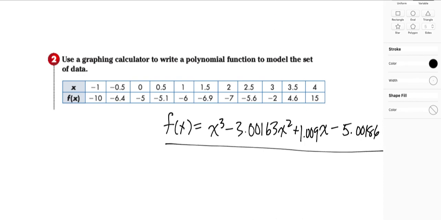Not a whole lot of work on your part, but make sure, guys, you understand how to use whatever device you're using. There's different regression forms if you're using like a TI, a Texas Instruments calculator. And so if you need help with that, let me know.